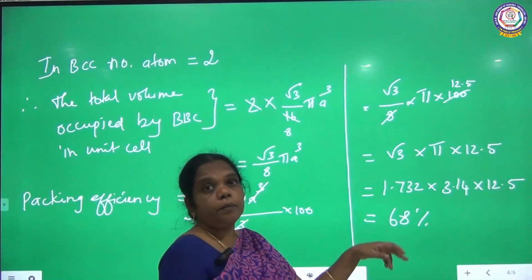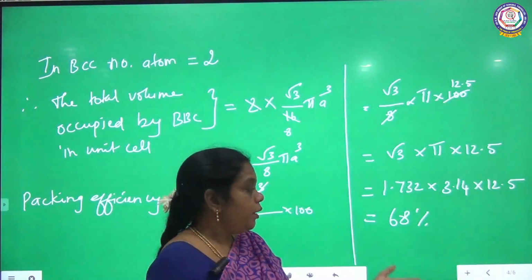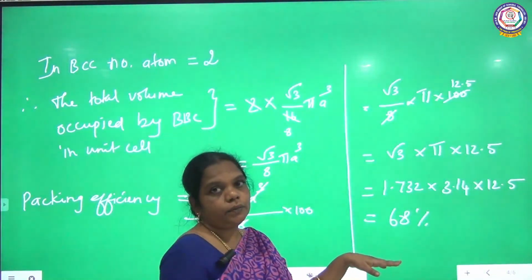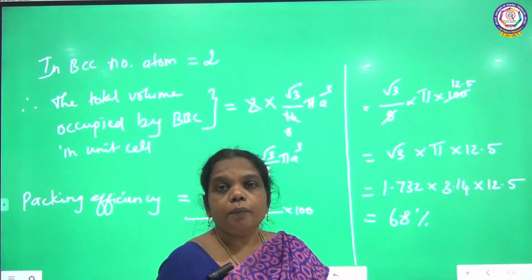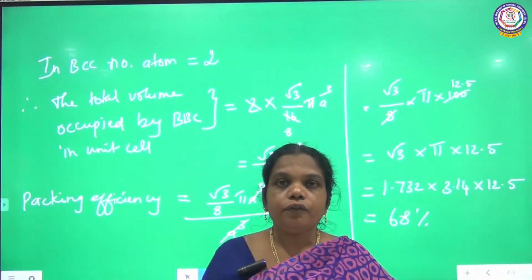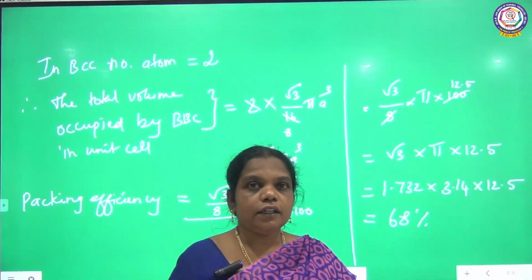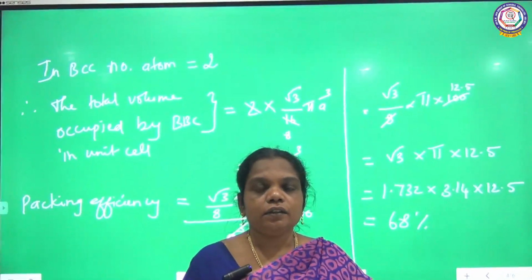So the packing efficiency of BCC is out of the 100 volume, 68% of the space can be occupied by the atom. The remaining is the vacant space. So this is all about the packing efficiency of BCC, body center cubic unit cell. Thank you.